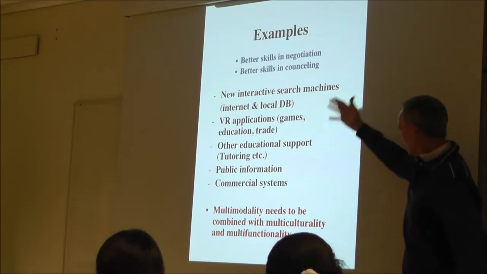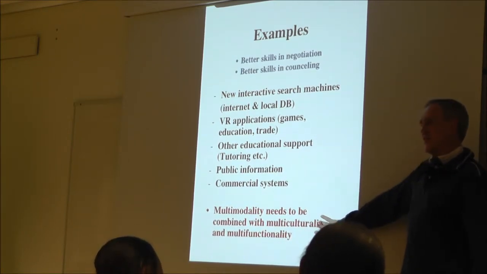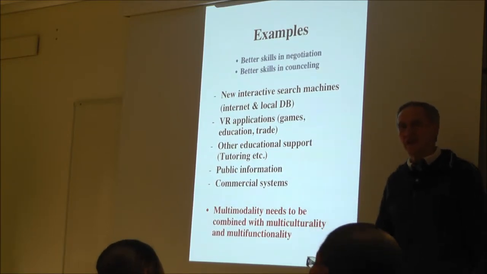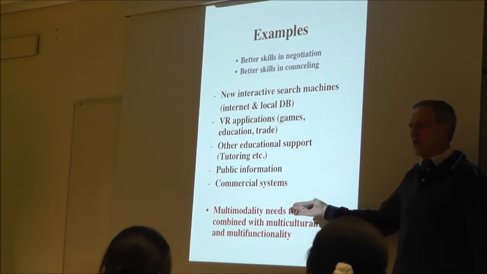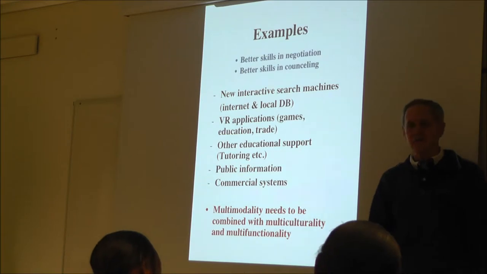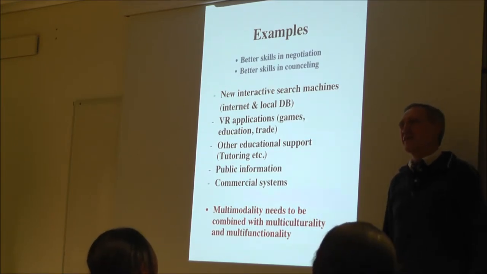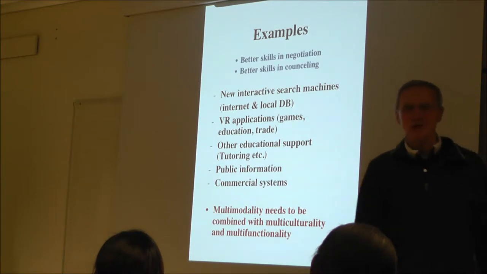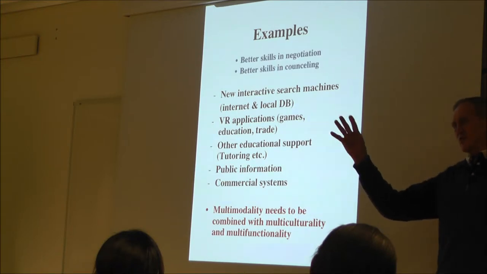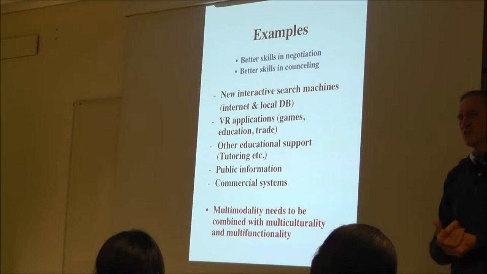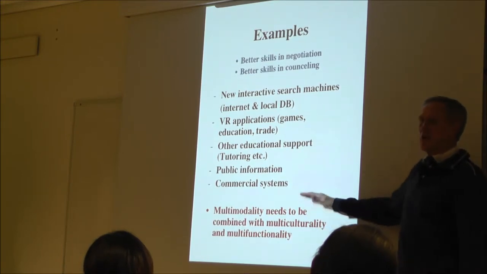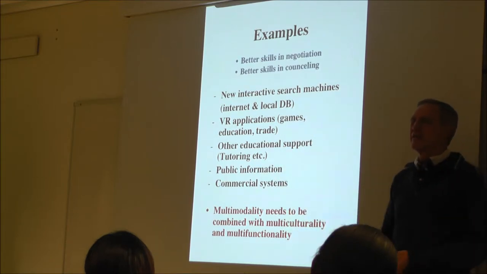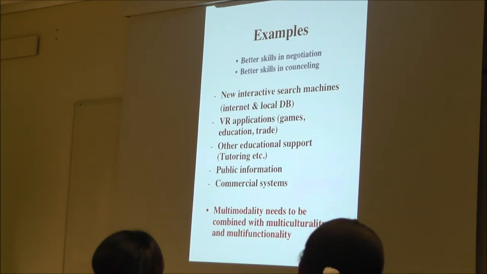Okay, public information systems, commercial systems. So one of the challenges that you will be equipped to address to some extent is the combination of multimodality with multiculturality and multifunctionality. What is meant by multifunctionality here? Well, sometimes they make a system that can advise you on banking. But if you ask it about the weather, it won't have anything to say, because it has no understanding of the weather. But human beings have this ability to switch from one topic to another, from one function to another. Computer systems so far don't really have that ability. It's one of the big challenges. So if we can combine multifunctionality, multiculturality, and multimodality, that's what's coming. But we're not there yet. So there's a lot of work to do yet.